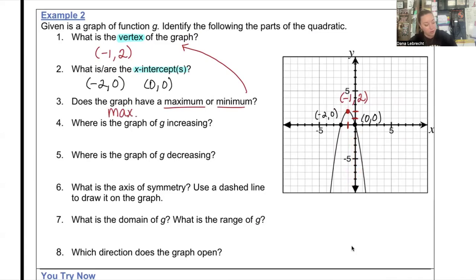Then we have, where is G increasing? So remember, that's where my line's going up. So in this case, we're over here. All of the x values this way would be negative infinity, and we are increasing until we get to that x value of the vertex. So we are increasing from negative infinity to negative 1.